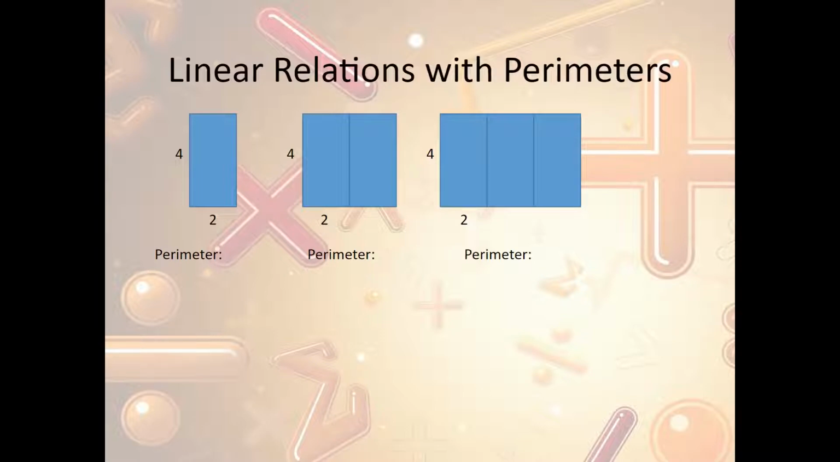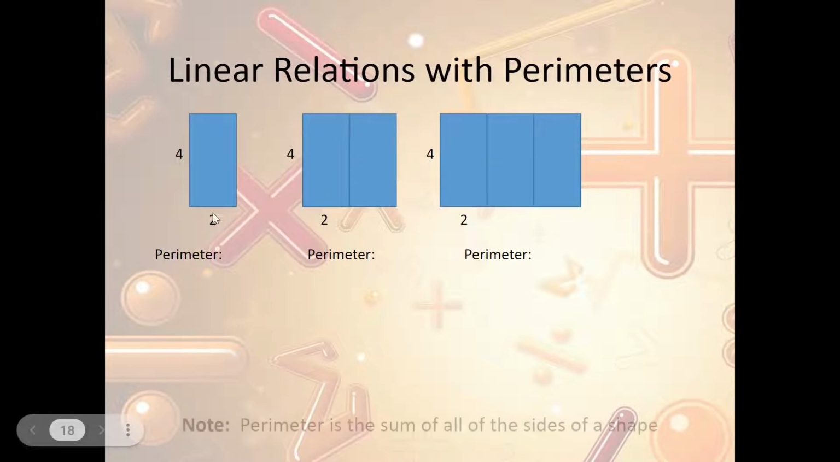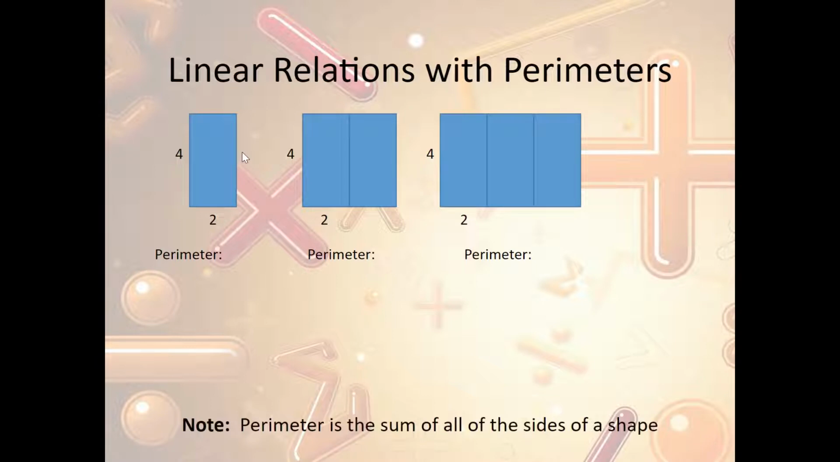Now we can take a look at it another way in terms of perimeter. This is kind of a geometric application. If we have the perimeter of this block here, we know that this side is 2 and this side is 4. Now we see that this side is also 4 and this side is 2. Perimeter means the sum of all the sides, so this is 4 plus 4, which is 8, plus 2 is 10, plus 2 is 12. That's my perimeter for the first one.